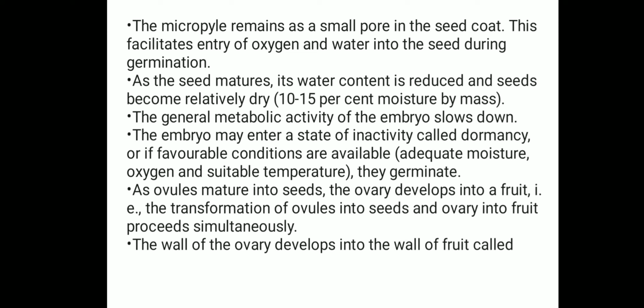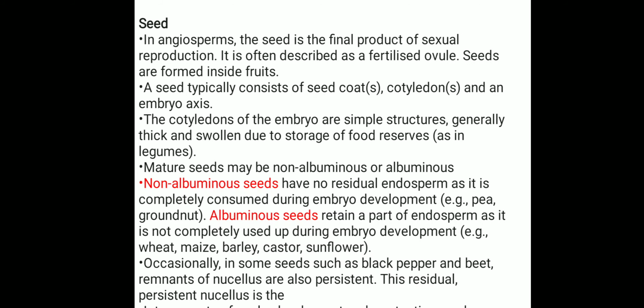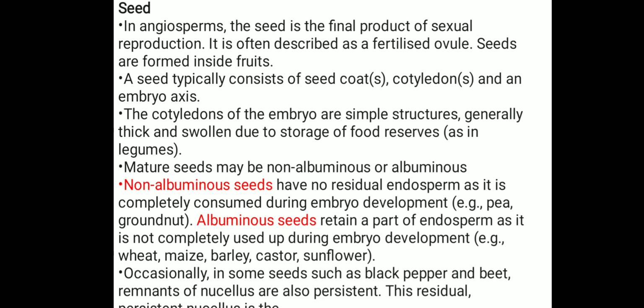Now come to the next point. We know that the ovary develops into the fruit after fertilization. Morphologically, what is a fruit? A fruit is a ripened ovary. And we know that when the ovary wall matures, it forms the wall of the fruit, also called the pericarp. So what is the pericarp? The wall of the fruit is known as the pericarp.